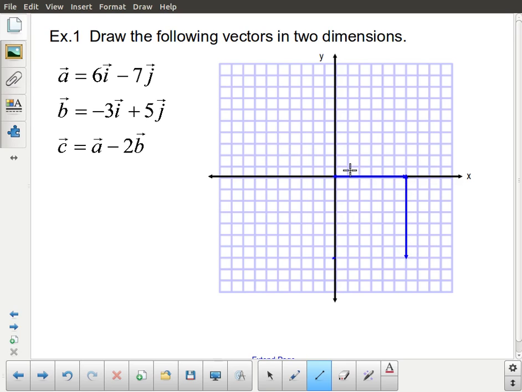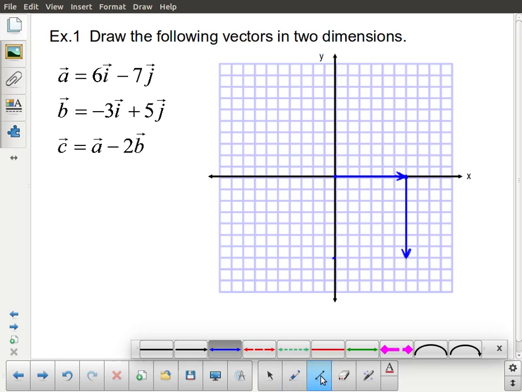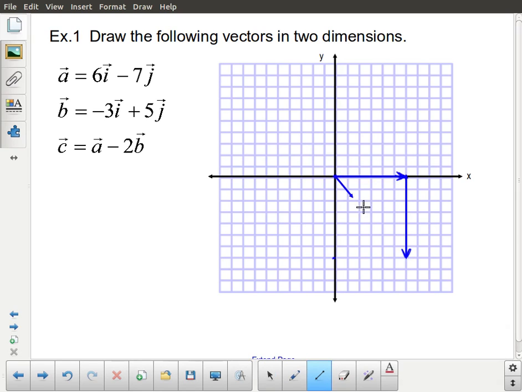I hope you can forgive me. I know that I have arrows on both ends of these, but let me just highlight them and try to make the arrow that I'm really interested in show up. Okay, so there, and so that means my resultant vector is from here to here. And so that is the vector a. Here we had 6 times the i vector. Here we had negative 7 times the j vector.